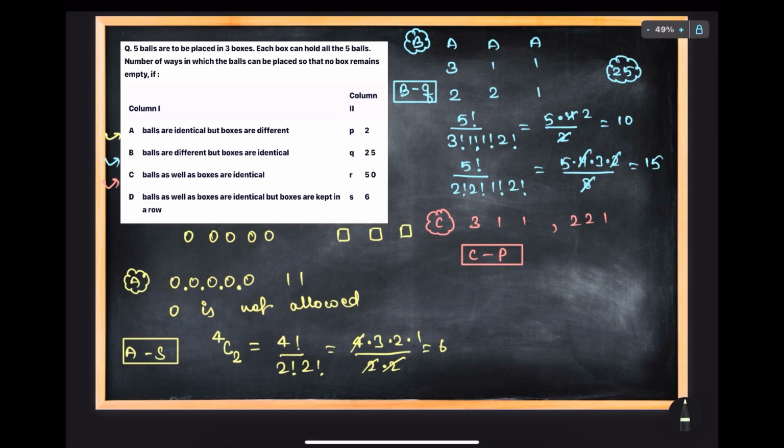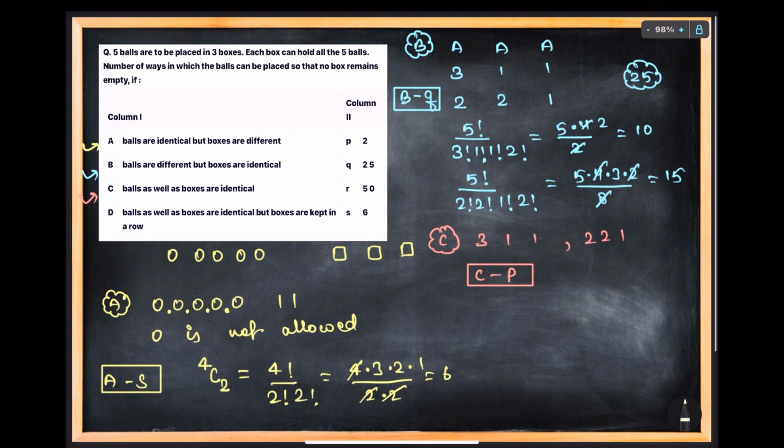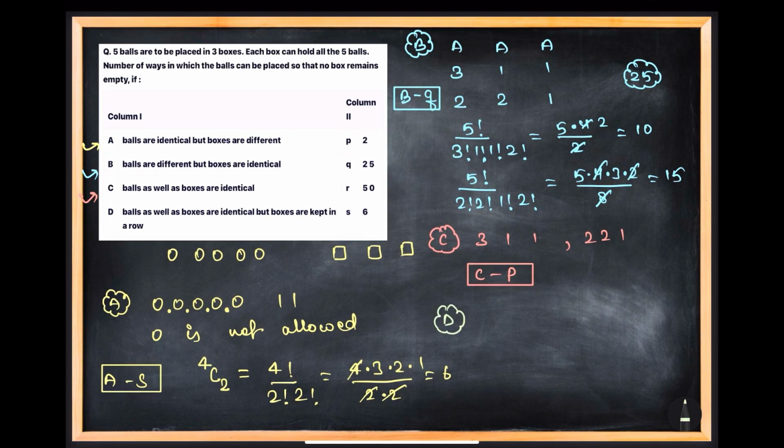Now look at part D. I know you can answer this because you have already answered 3 questions. But look at this idea: boxes as well as balls are identical but are kept in a row. So in this you have to apply arrangement also. With distribution you will be doing arrangement as well.